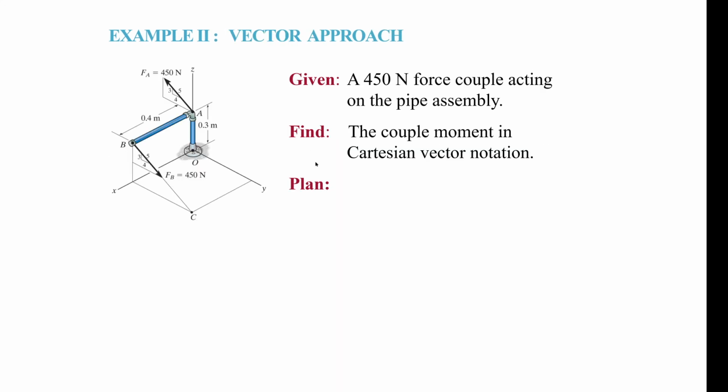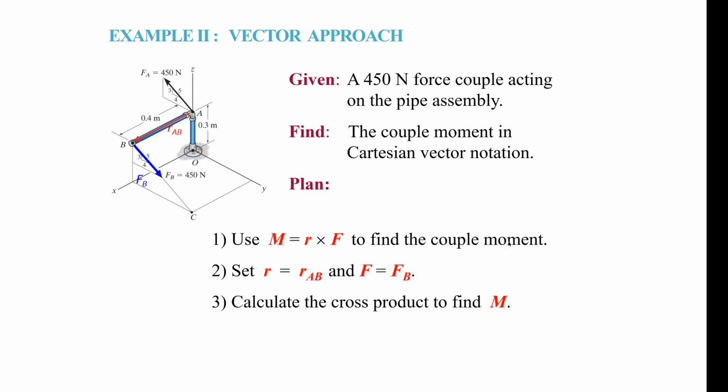Okay. Now, another problem. This one is a three-dimensional problem, essentially. So we need to follow a similar approach. Let's see. So we have a 450 Newton force acting in the assembly. Okay. And we have these two forces, FA and FB, and these two are equal and opposite, and they have some distance essentially between them, or a vector that can represent the distance between them.